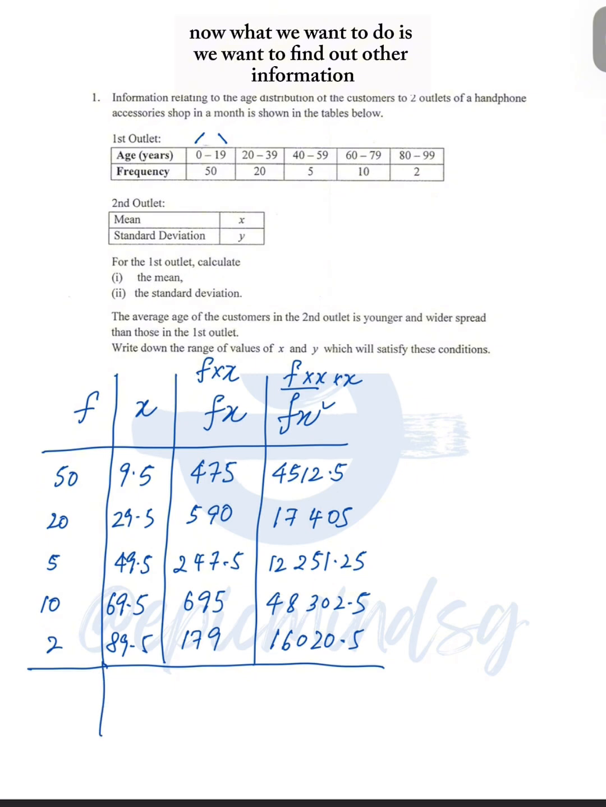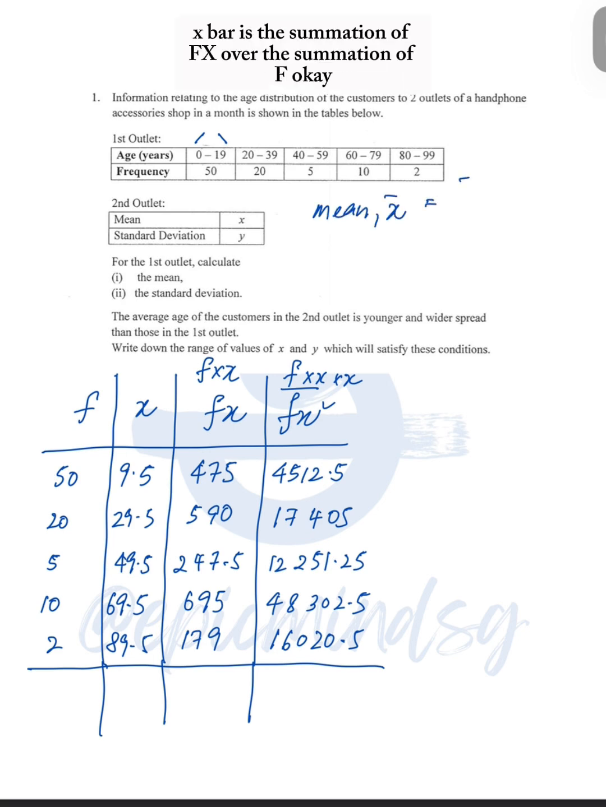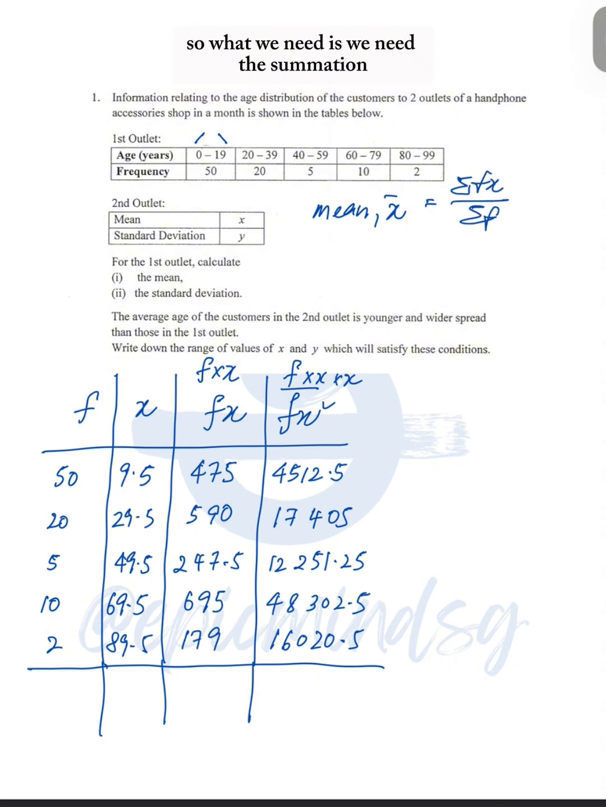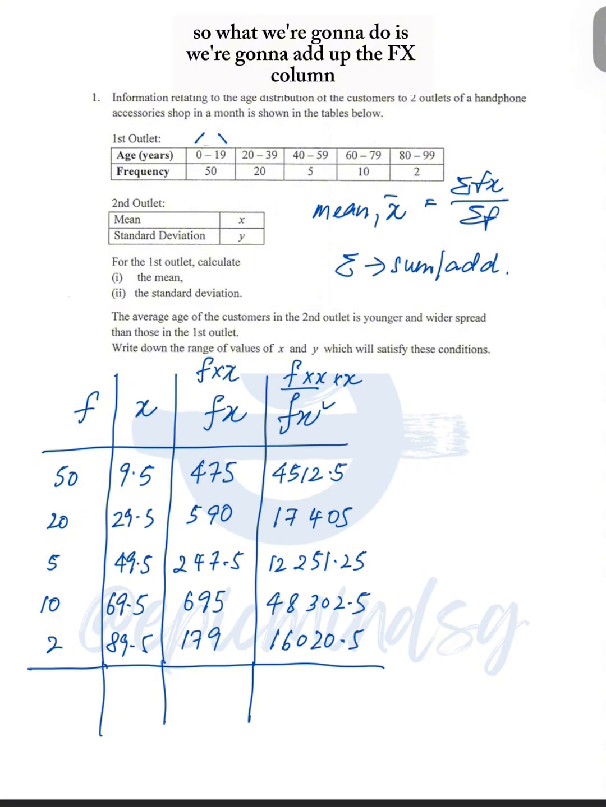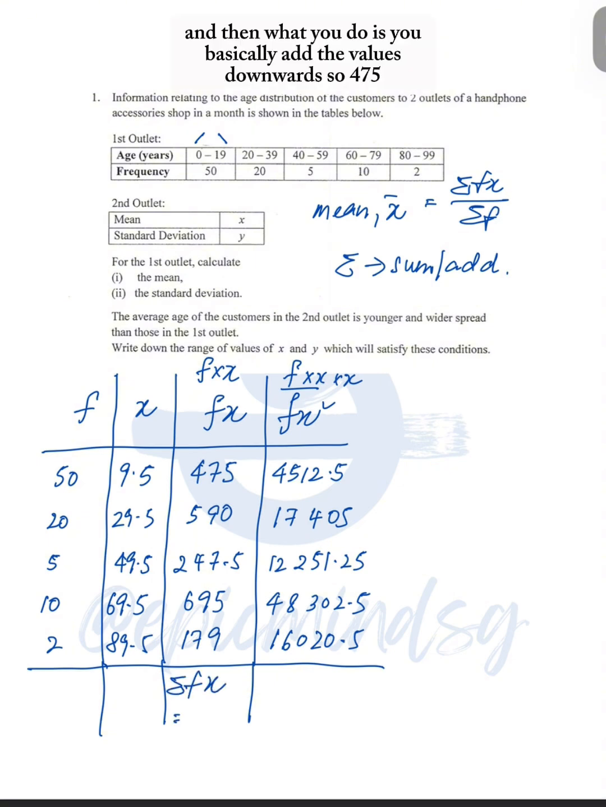Now what we want to do is find out other information, the summation. If you know, the formula for mean is given by the notation x bar. X bar is the summation of fx over the summation of f. So what we need is the summation. Summation is a fancy word for sum, which means to add up everything. So we're going to add up the fx column. This will give us the summation of fx, and what you do is add the values downwards.